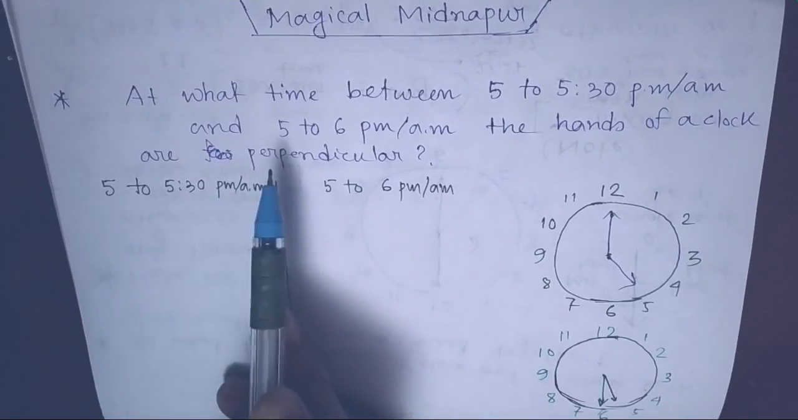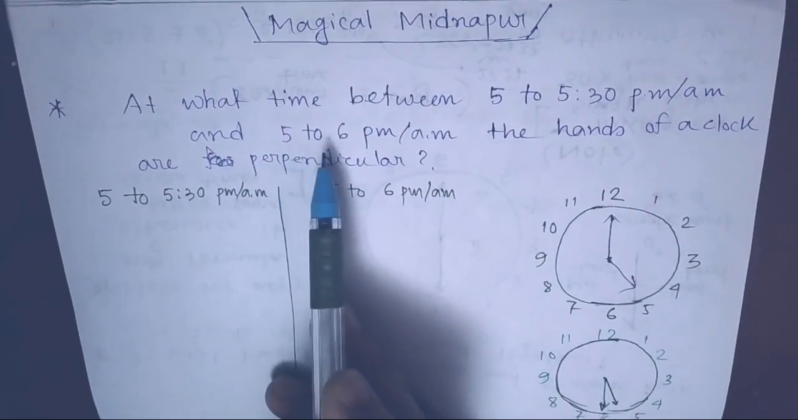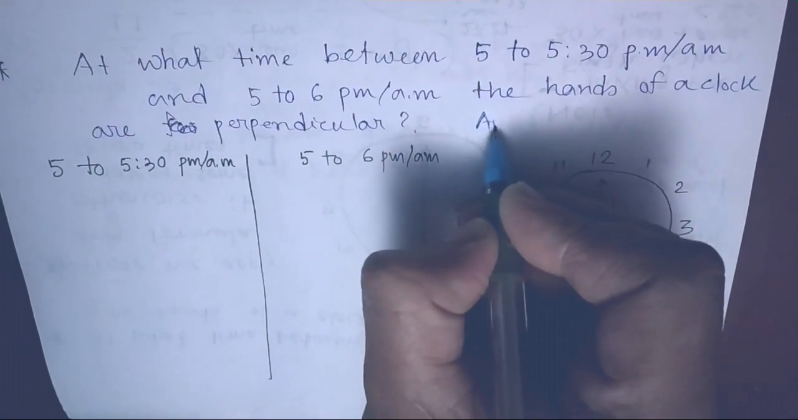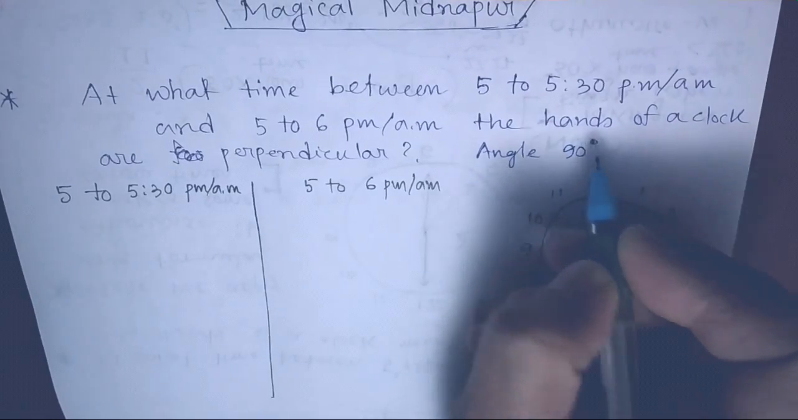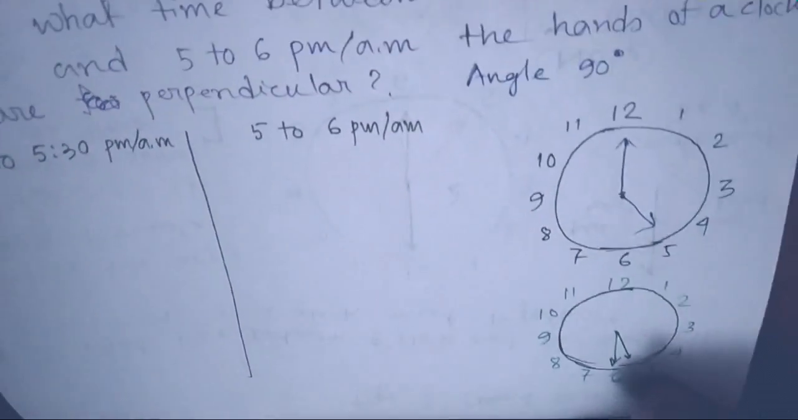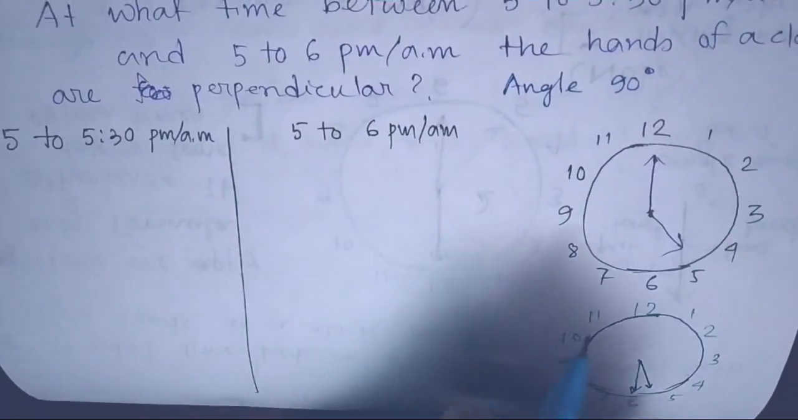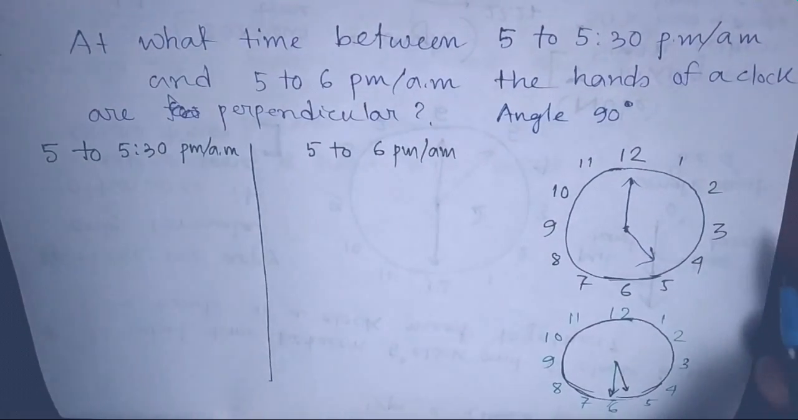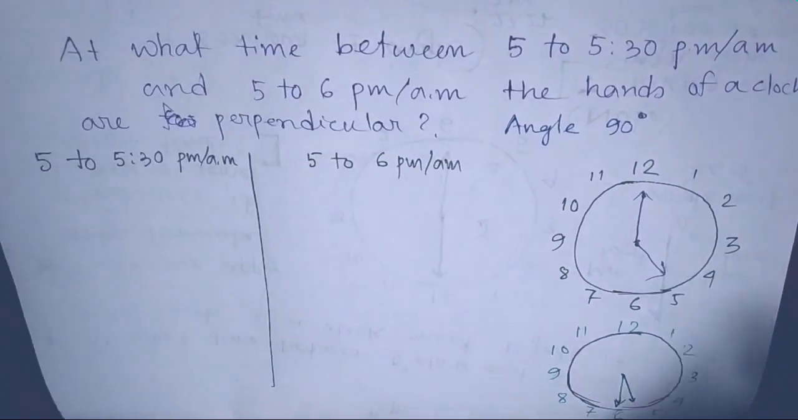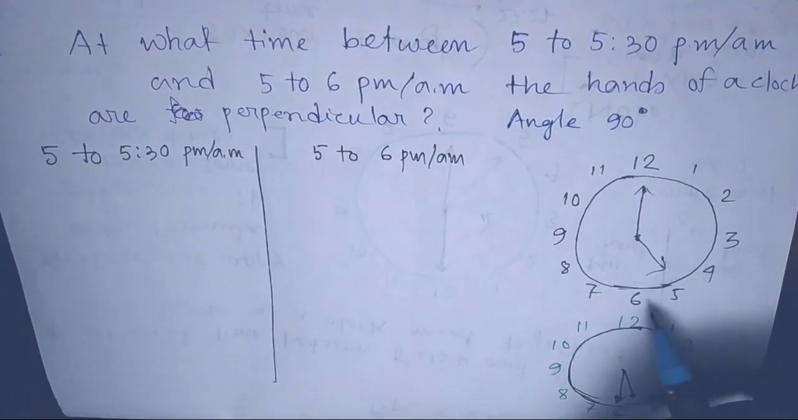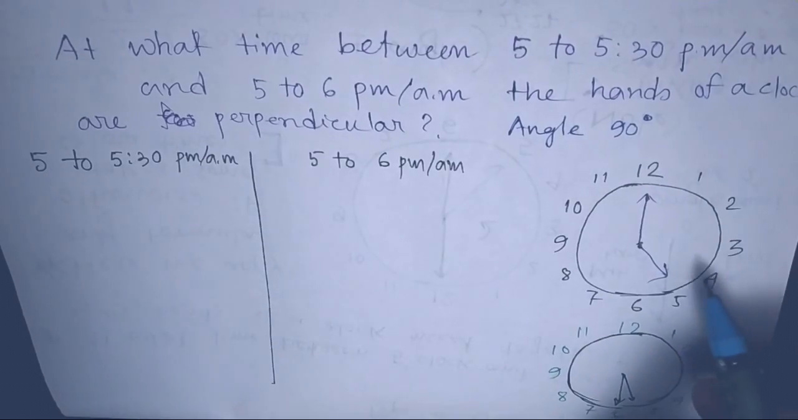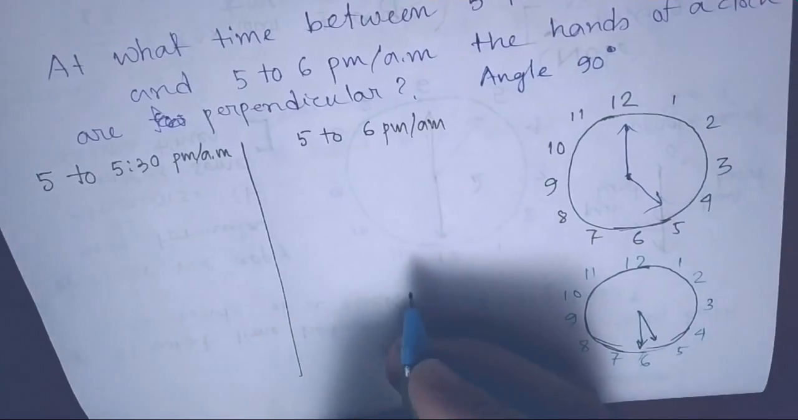We're taking the second problem. At what time between 5 to 5:30 a.m. or p.m., and 5 to 6 a.m. or p.m., are the hands of a clock perpendicular? Perpendicular means the angle must be 90 degree, so I use the angle as 90 degree. Here two cases arise. It is 5 o'clock and 5:30, am or pm, whatever. In a circular clock, in 1 hour the two hands are perpendicular 2 times: in the first 30 minutes of the hour it occurs once, and in the other 30 minutes the second perpendicular position occurs.